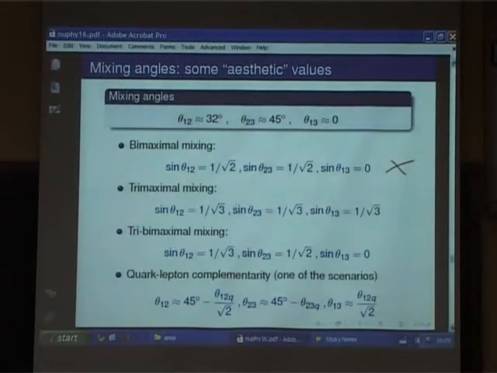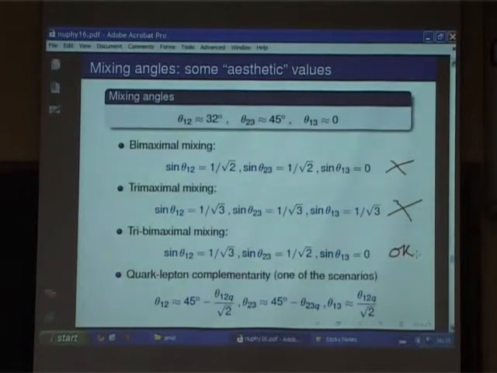People also had trimaximal mixing, where sin theta 12 was 1 by root 3, and the other two were also 1 by root 3. But then when we put bounds on theta 13, this got ruled out too. Then people came up with what's called tri-bimaximal mixing. Tri-bi means that sin theta 12 is 1 by root 3, theta 23 is 1 by root 2, and theta 13 is 0. This is almost exactly what these three values are. Although these values have large errors, not exact values, this is consistent.